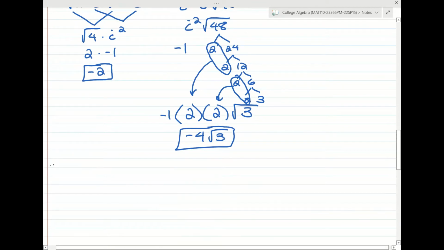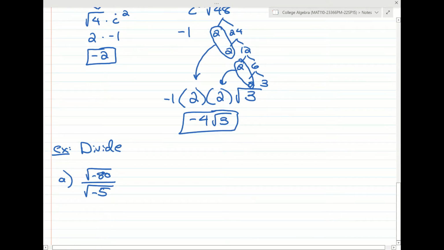Next, I wanted to talk about problems where we have to divide. So say if we had the square root of negative 80 divided by the square root of negative 5. You can't just combine the radicals. Remember what we said, if you have two radicals and both of them are negative, you can't combine them. You have to separate that negative somehow. I'm going to write this as square root of negative 1 times square root of 80 divided by the square root of negative 1 times the square root of 5.